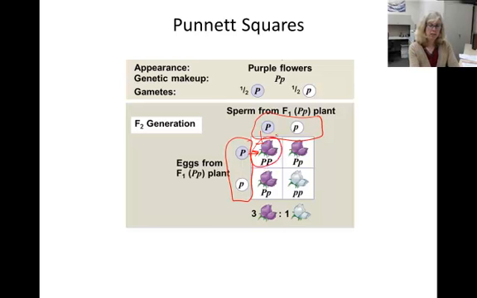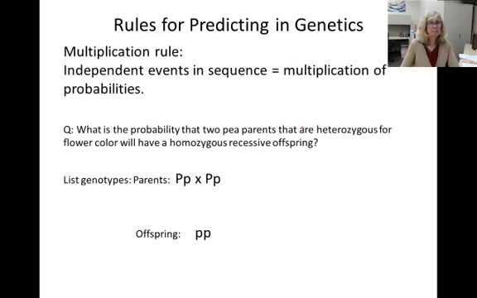be homozygous dominant, homozygous recessive, or heterozygous. But as problems become more complex, using probabilities becomes faster than making Punnett squares. You use the multiplication rule with probabilities if you're considering independent events. For instance, what is the probability that two pea parents that are heterozygous for flower color will have a homozygous recessive offspring, as shown here?